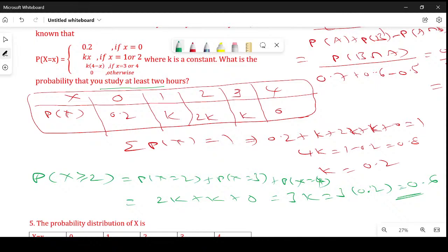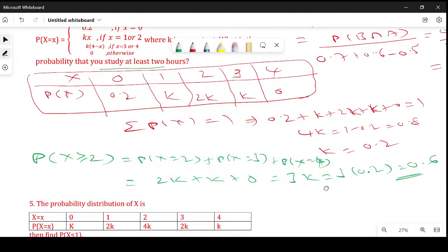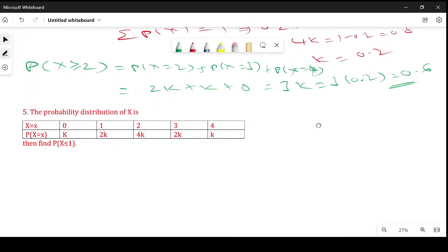I hope you understood this. This problem will be easy, but this is an expected question they may ask, so you should be familiar with this. First you make the distribution table, find the sum of the probabilities. Since sum of the probabilities is equal to 1, find k value. Since at least 2 hours means x greater than or equal to 2, p of x equal to 2 plus p of x equal to 3 plus p of x equal to 4, substitute the values, then 3 into 0.2, 0.6. I hope you understood this.